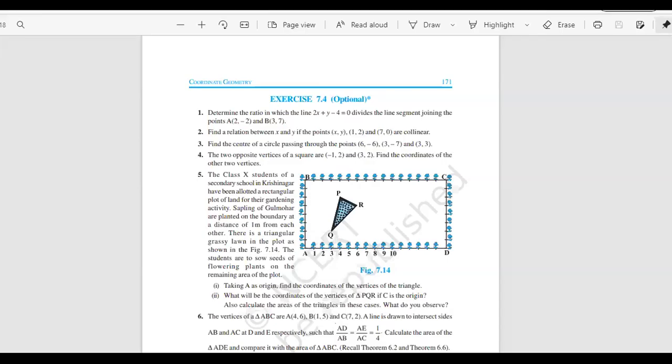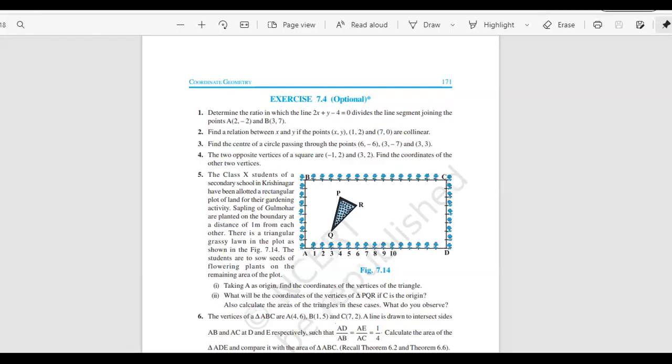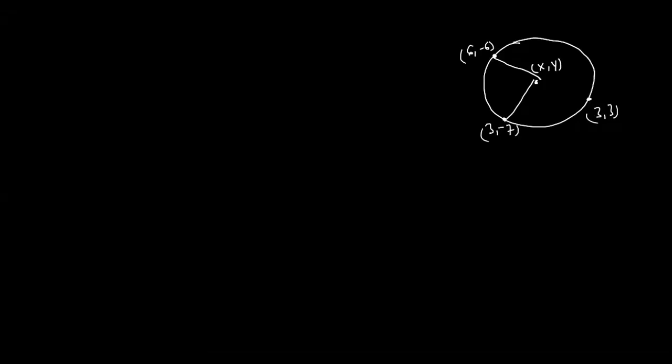So I'm going to give you the values: 6 comma minus 6, 3 comma minus 7, and 3 comma 3. Let me check it again. 6 comma minus 6, 3 comma 7, 3 comma 3. Okay, so please try to find out the coordinates of point X and Y.